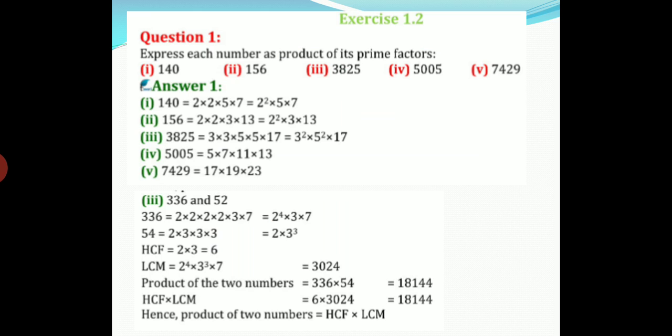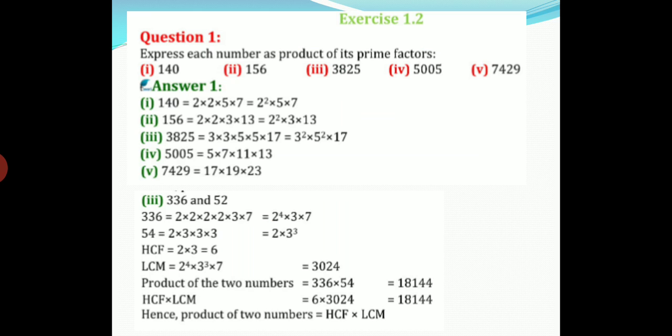Okay, so now we'll find HCF. HCF, I already told you, is the numbers which are common. So here 2 is common and one 3 is also common. So HCF will be 2 into 3, 6. Okay, now LCM, I already told you, we write all the prime factors, and those which are common will be written only once. Okay, so the other way of writing I'll tell you.